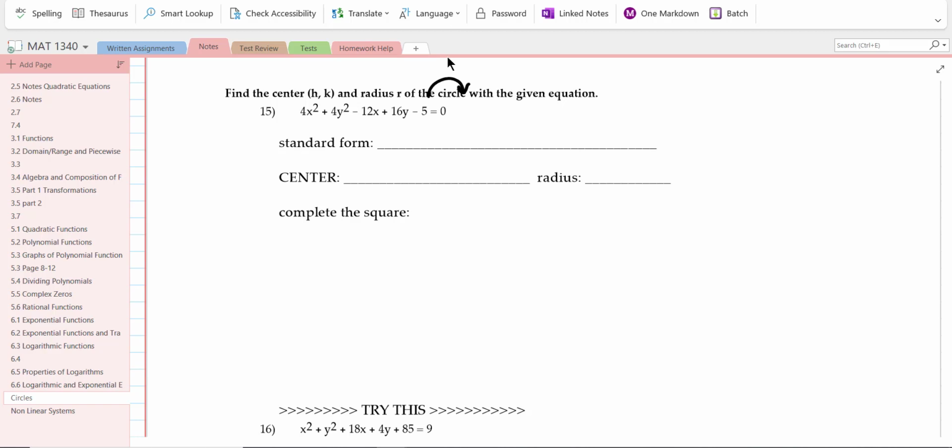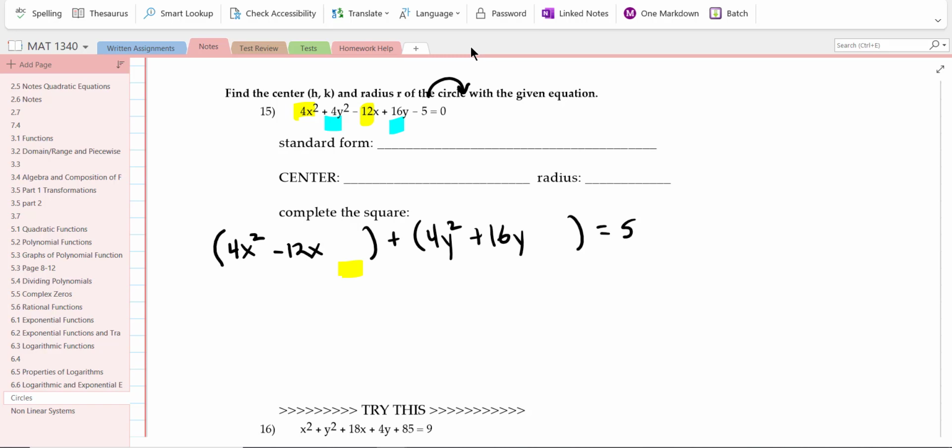Okay, so what we want to do is move the 5 to the other side and then group together all of your x's. Just like I did the last problem, have 4x squared minus 12x, and then have a blank there because you're going to complete the square. Then put together your y terms. So we'll have plus 4y to the second plus 16y, and then equal to 5 like that.